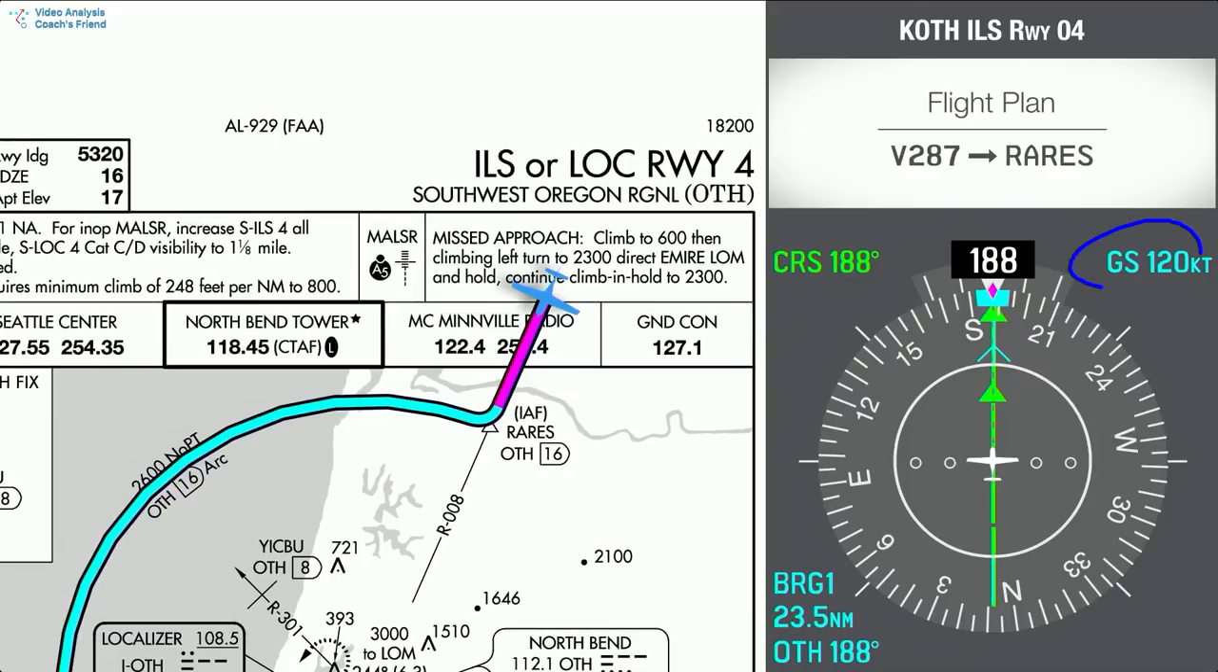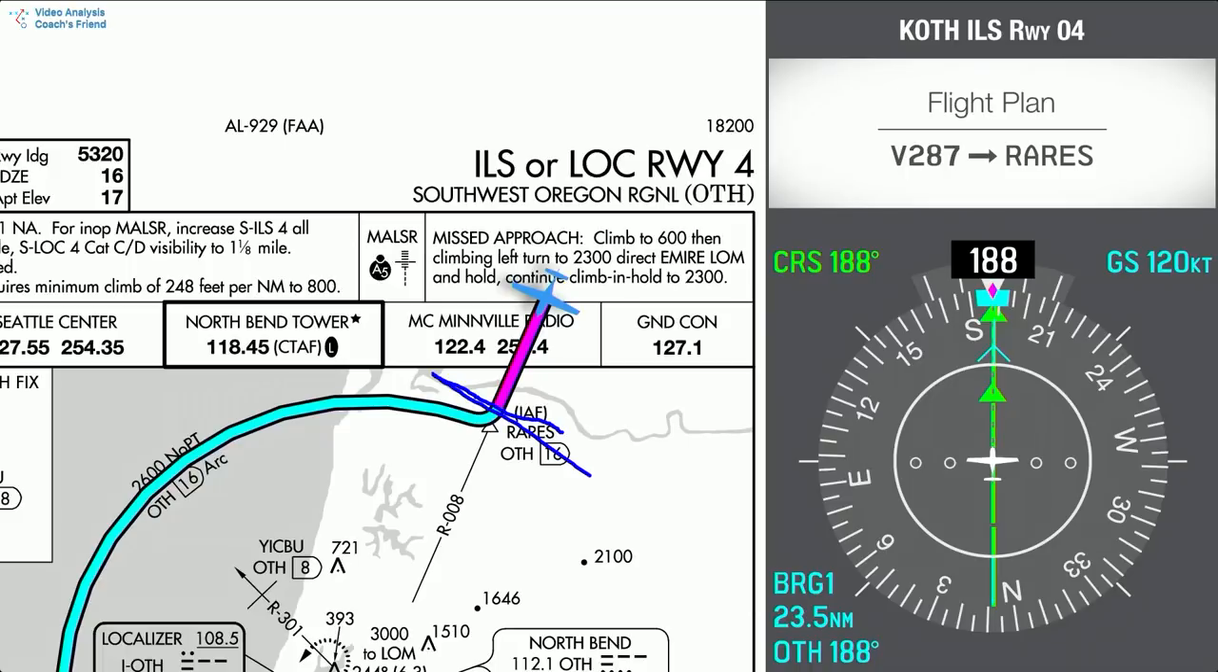In the top right corner of the HSI, you can see my ground speed, 120 knots. And in the bottom left here, you get some bearing information. This is pretty typical information you'll find with a newer G1000. You can see the distance right there. And then OTH 188. With the newer HSI systems, the G1000 NXIs, you'll get a bearing, not a radial. So it's not the radial you're on, it's your bearing inbound to the station, something to keep in mind. But this will all be useful as we go through.